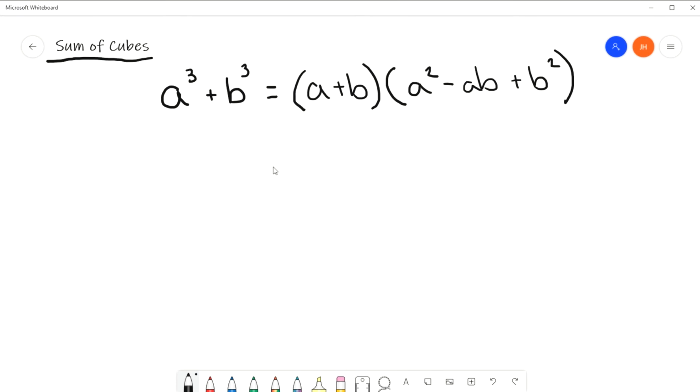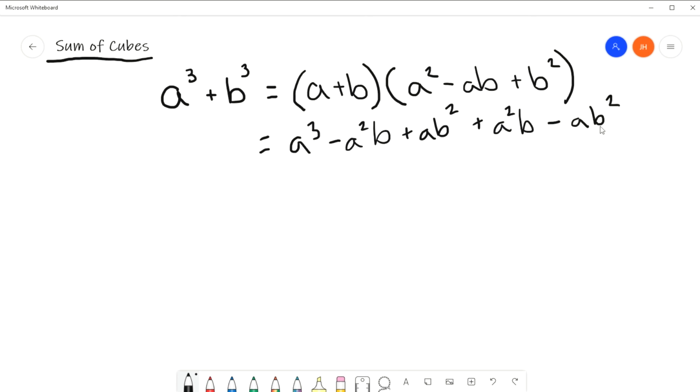Once again, let's verify that that's true. So a times a squared is a to the power of 3. a times minus ab is minus a squared b. a times b squared is plus ab squared. b times a squared is a squared b. b times minus ab is going to be minus ab squared. And b times b squared is going to be b cubed.